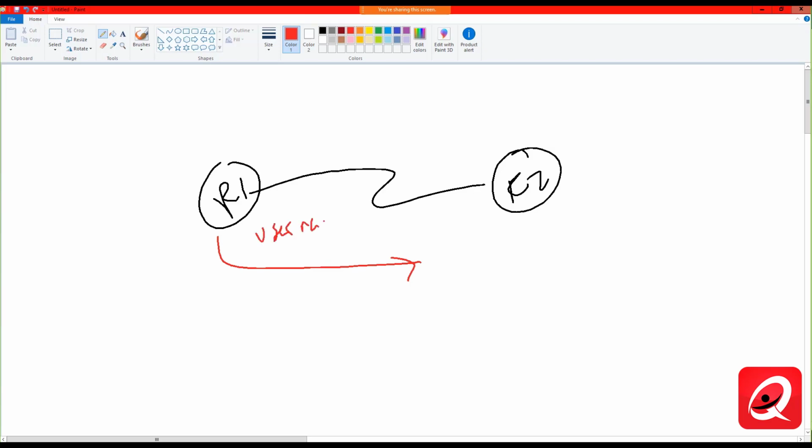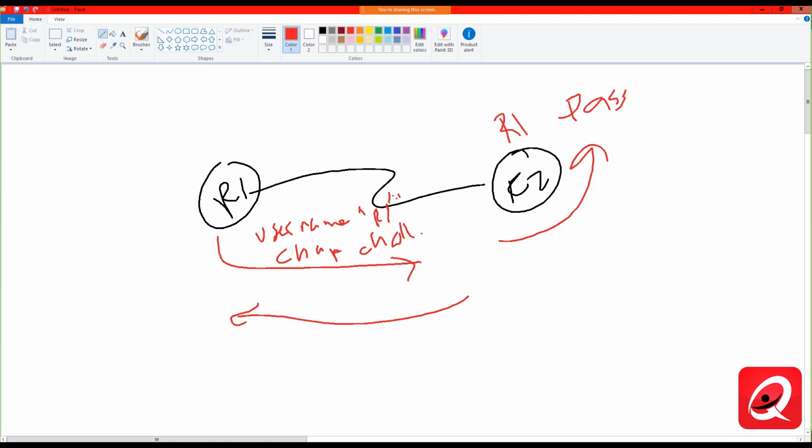So we have a username of R1. And then it's going to send a CHAP challenge. All right. And what R2 is going to do is take that information. It's going to take the R1 and the password that it has configured, and it's going to respond with the user of R2, and the password is the hashed version of the challenge, which is an MD5 hash.